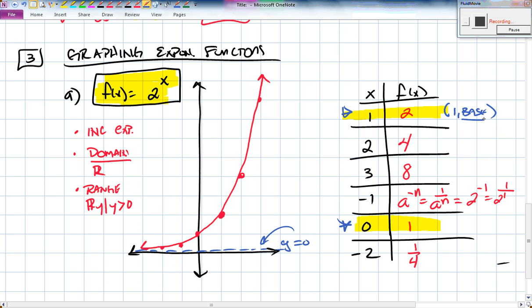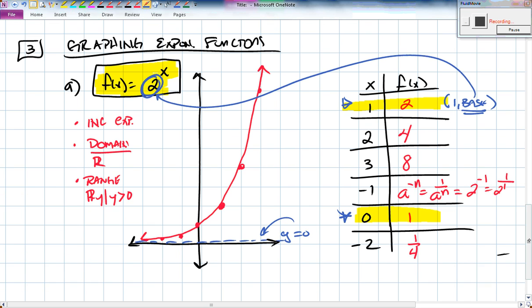So why am I saying 1, base? What do I mean by that? Yeah, 2 is the base, right? So I'm saying the base right here is 2, okay? So 1, base. So those are the 2 anchor points that we're going to use, okay? Here's part B.